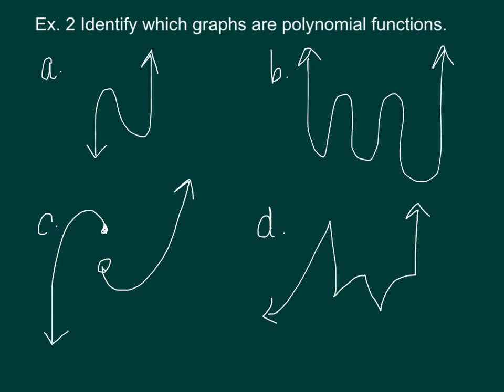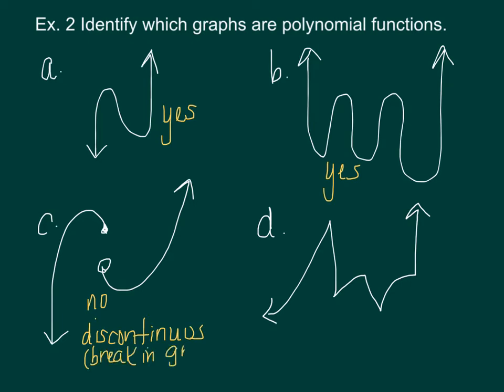Example 2, identify which graphs are polynomial functions. Remember, we're looking for smooth, continuous curves. So A, this one checks out, yes. B, smooth, continuous curves. C has a break in the graph, so this is no because it's discontinuous. Discontinuous. So that means that there's a break in the graph. And D is no because of the sharp corners. See, those corners are really sharp.